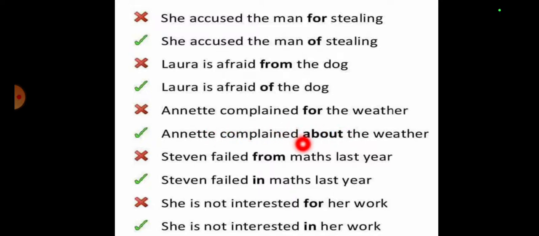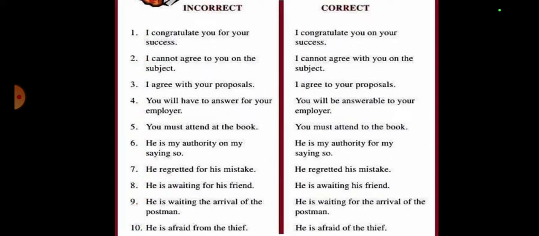Failed from maths is not said, failed in, right? And she is not interested for her work. It is something which is incorrect. She is not interested in her work. Hope you got it. Next, congratulating someone for success is wrong. It is rather on success. Congratulate on, right? I can't agree to you. Agreeing with some person should be agree with you.